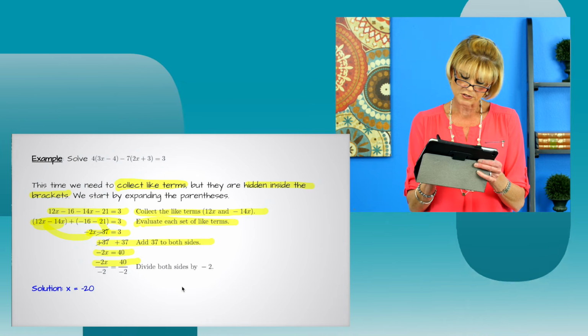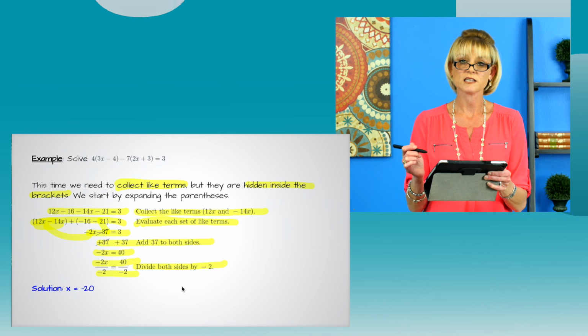And the next thing we're going to do is just divide both sides by negative 2, and our solution is x equals negative 20.